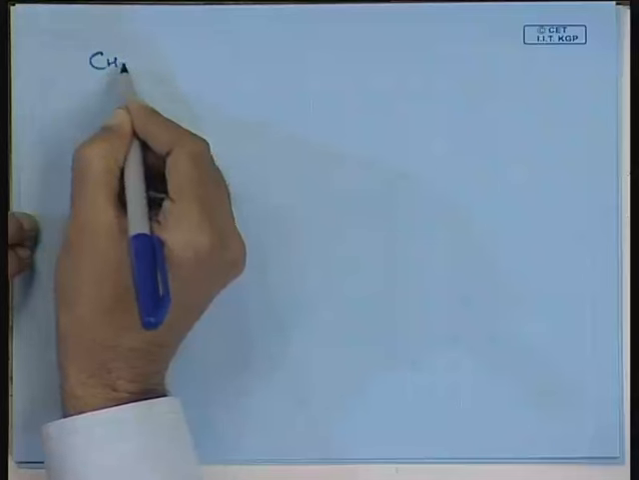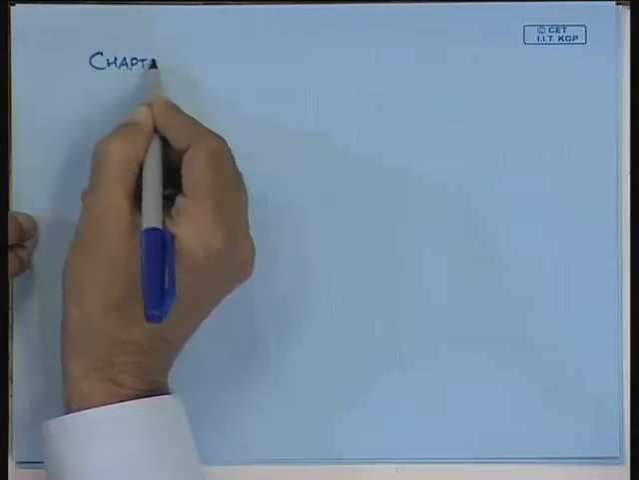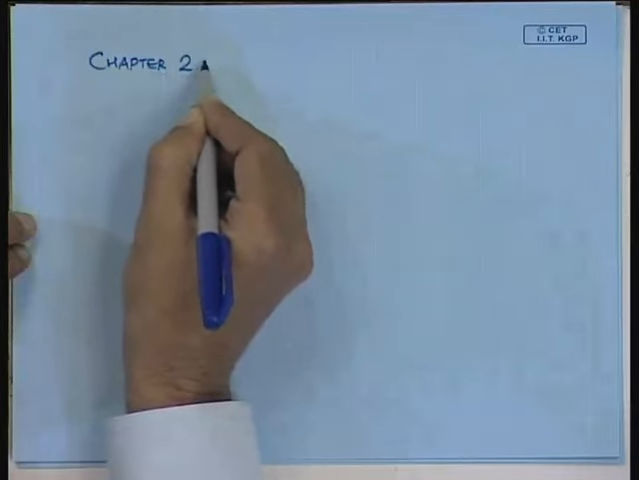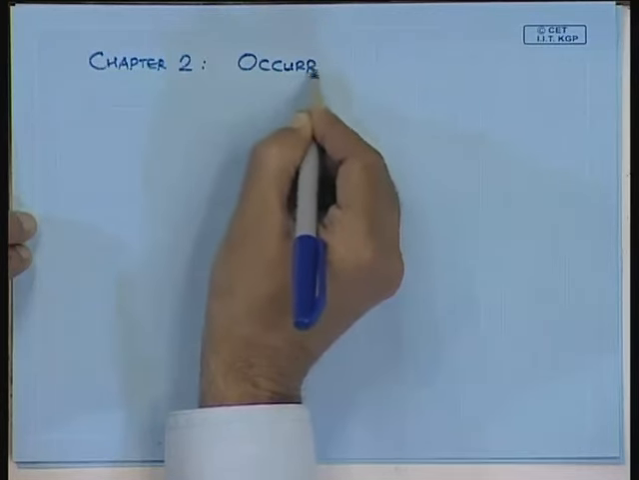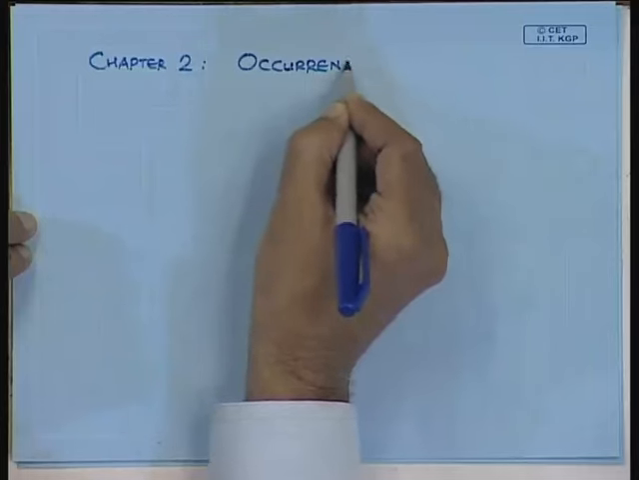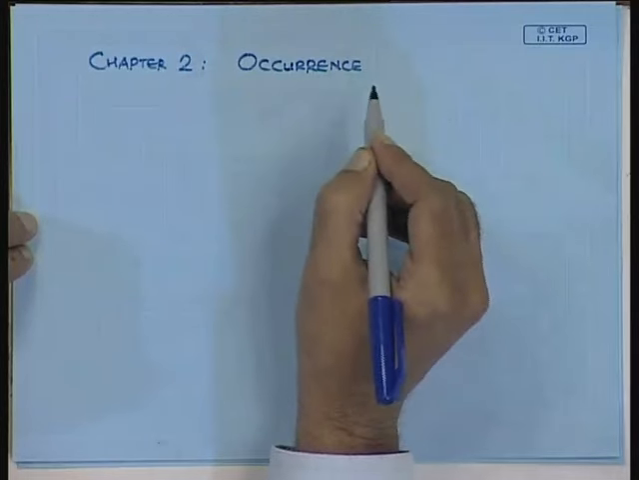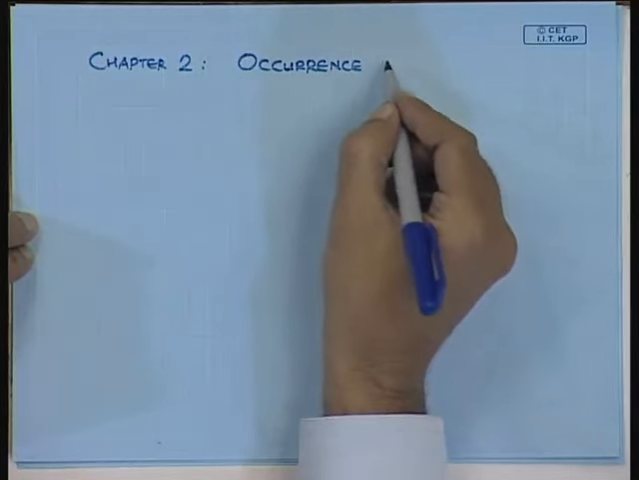Welcome to lecture number 5 of this groundwater hydrology course. In this lecture, we are starting with the second chapter, that is on occurrence and movement of groundwater.